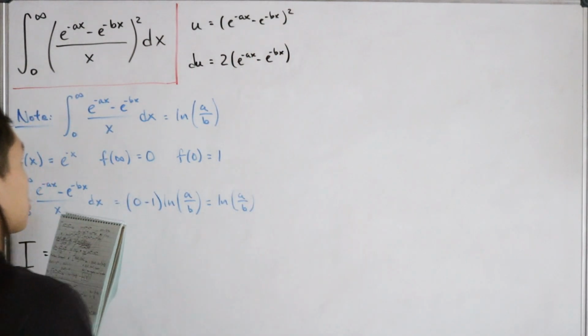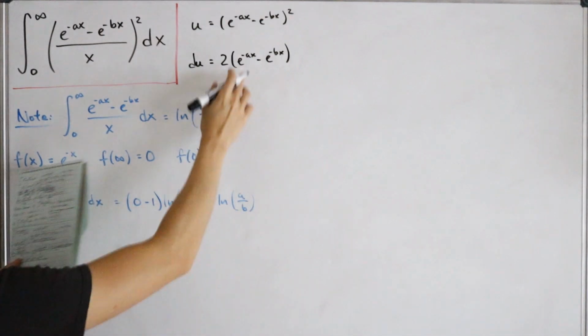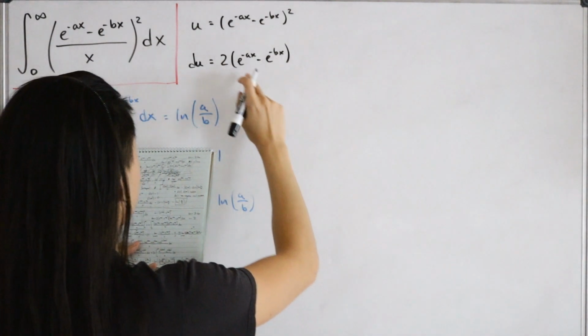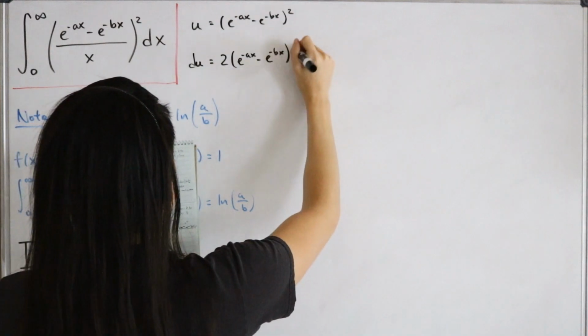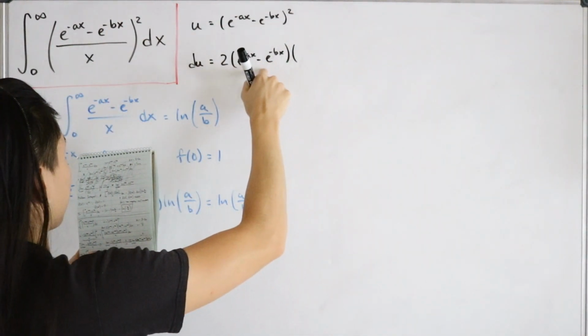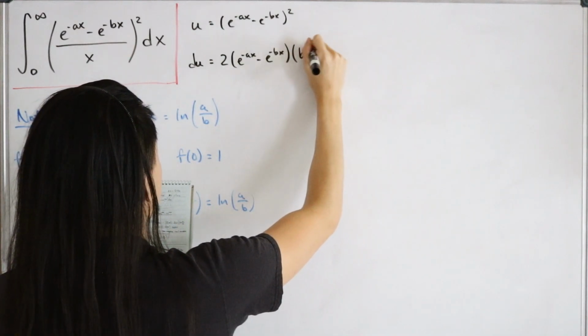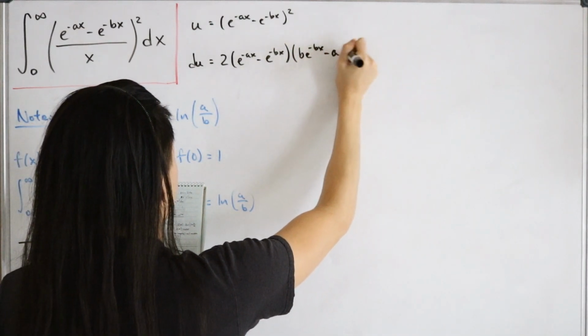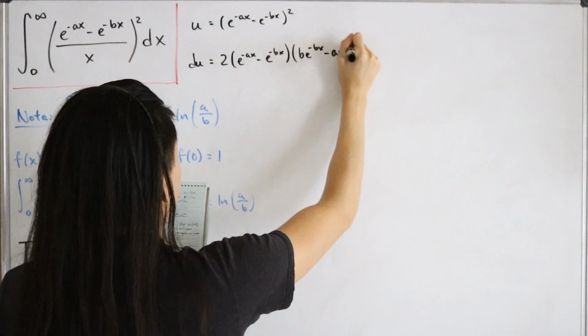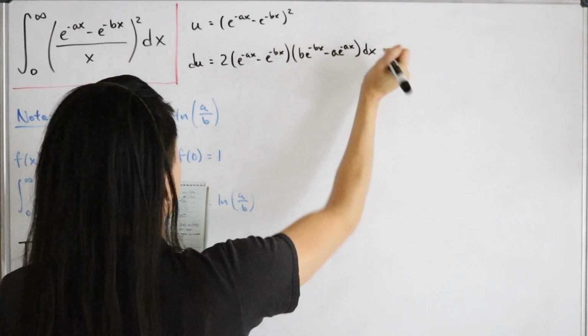And then that exponent will become a 1. And then we take the derivative of the inside of our quantity, our exponential function. Because it's a negative, when you apply that derivative, I'm actually going to move that to the front. So I have b e^(-bx), and then subtract a e^(-ax), and this is going to follow with dx.